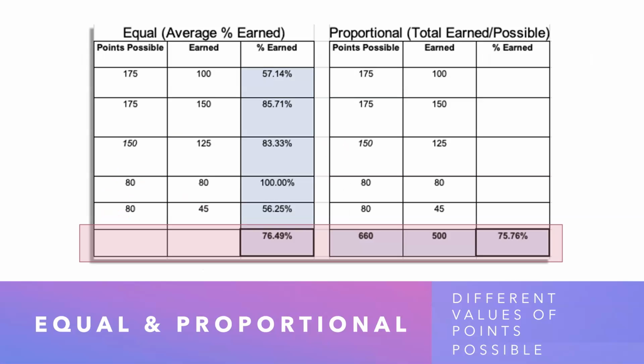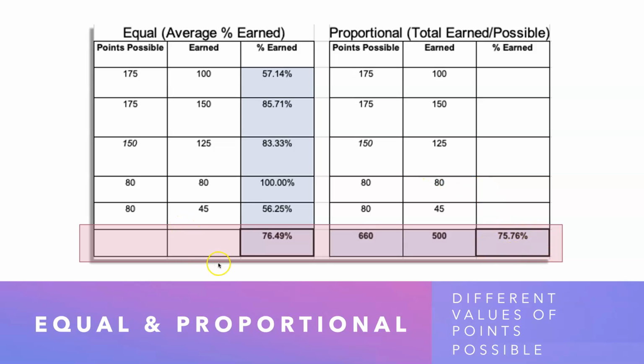If the weight is specified as equal, Blackboard will determine the percentage earned for each item and then calculate the average of these percentages. If the weightage is specified as proportional, Blackboard will calculate the total possible points and the total earned points and then determine the percentage.